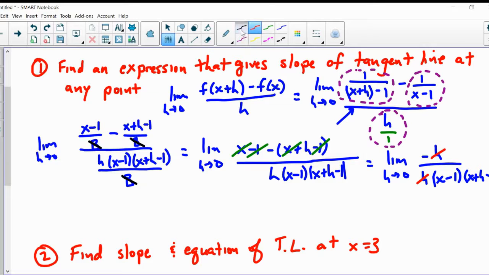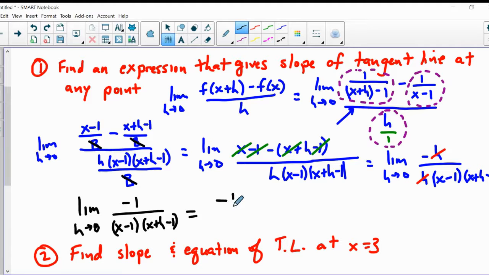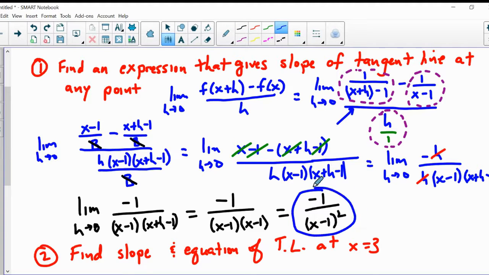So now I am finally left with the limit as h approaches 0 of negative 1 over x minus 1 times x plus h minus 1. And now I can just directly substitute 0 in for h. What I'm left with is negative 1 over x minus 1 times x minus 1, which is the same thing as negative 1 over x minus 1 squared. This right here is the expression that gives the slope of the tangent line at any point.